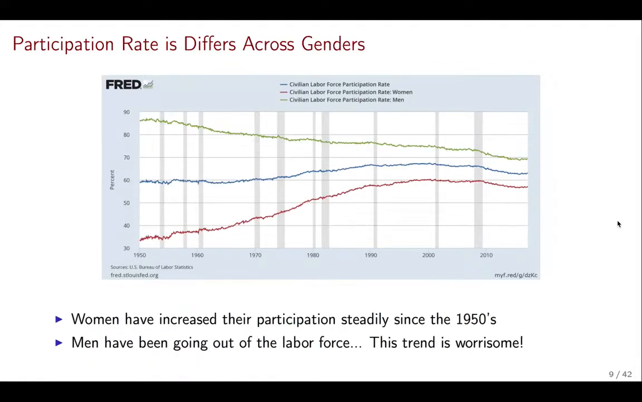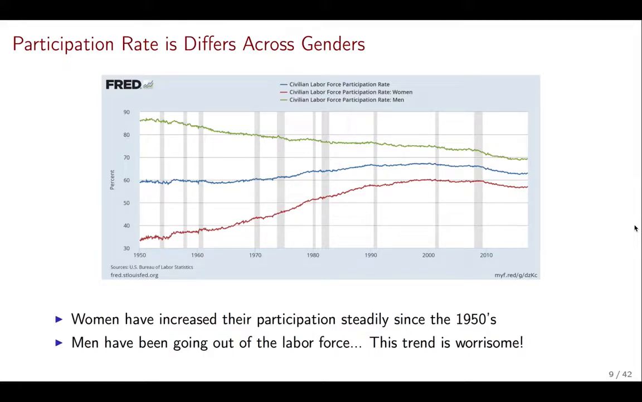Now, one thing we can do to check this is look at how the participation rate differs across genders. And the figure we get is quite striking. The blue line here is the same line we had before. The red line is for women and the green line at the top is for men. And what we see is that men used to participate a lot more than they do today, and women a lot less. So women have been continuously increasing their participation steadily since the 1950s.